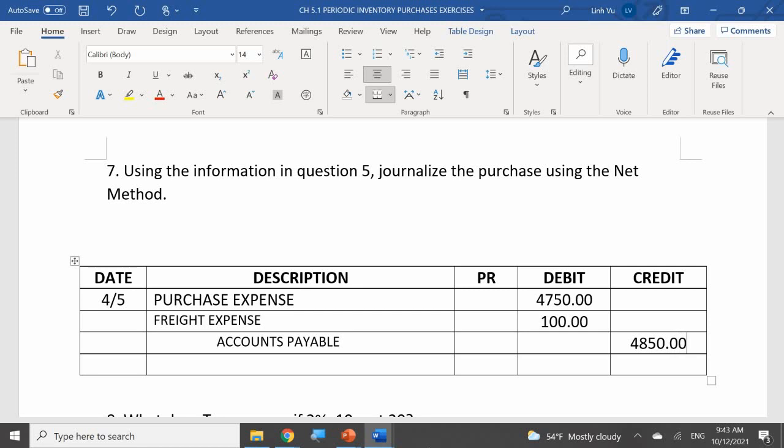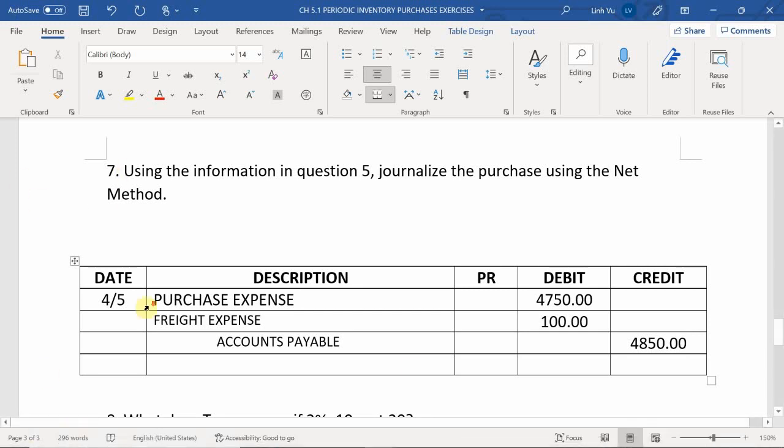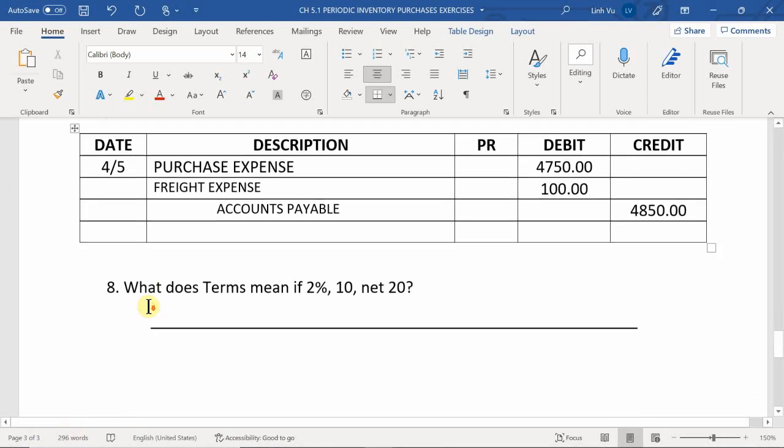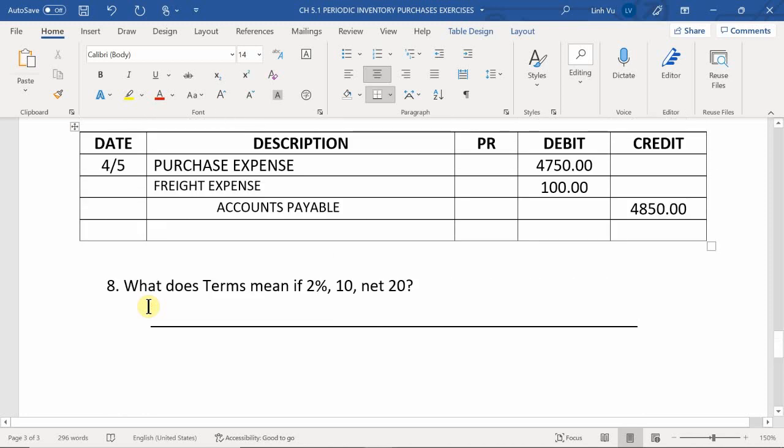All right. So that's the difference between the gross and the net method. With the net method, I take the discount immediately and record it as if I'm buying the items discounted. Okay. Good. Last but not least, what does terms mean if 2/10, net 20?